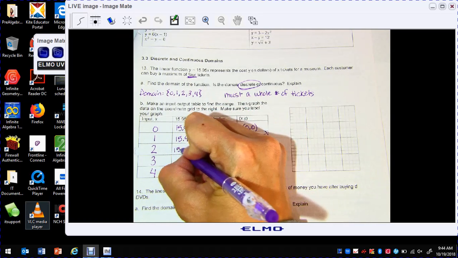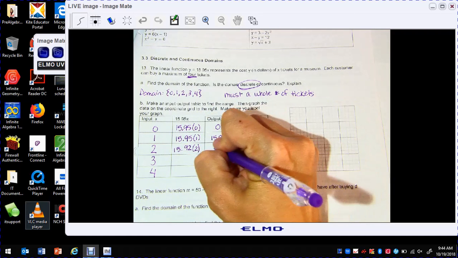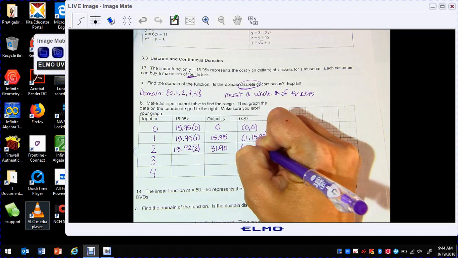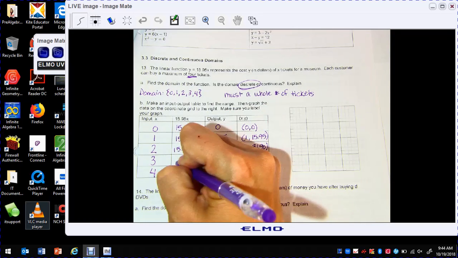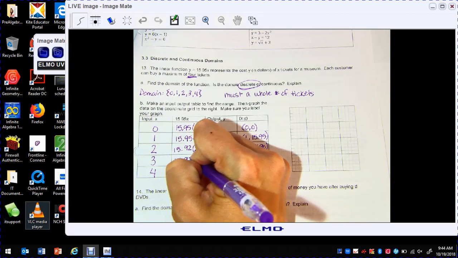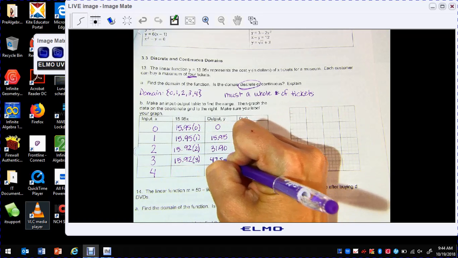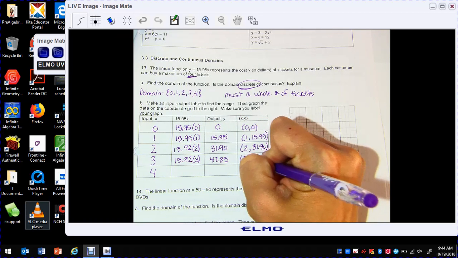My input is 2, so I'm going to buy 2 tickets. So my output would be the cost of $31.90. So that gives me the point (2, $31.90). If my input is buying 3 tickets, then my output would be $47.85. Oops, there's a blank there.